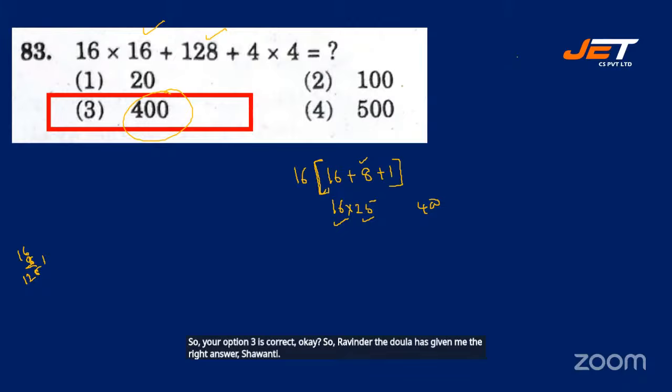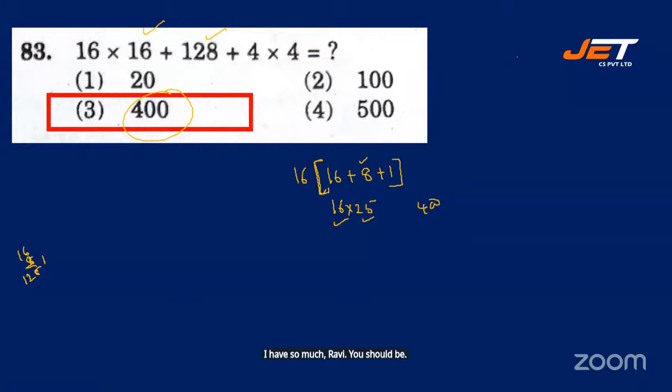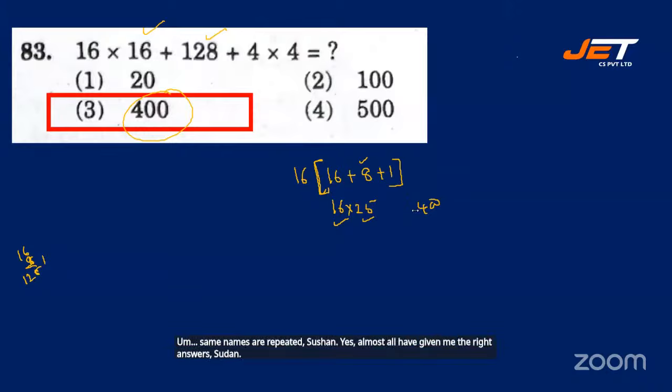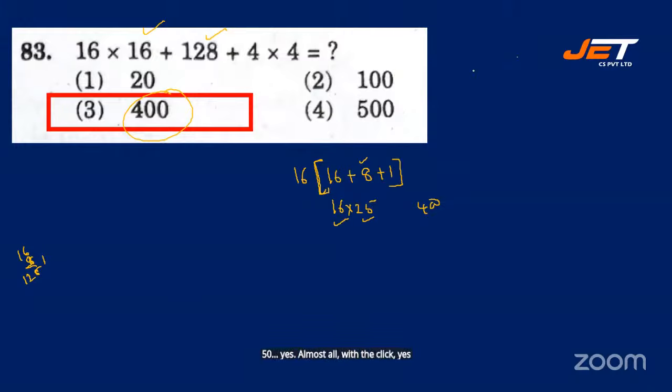Shravanti, I have Somesh, Ravi, Mushfira Taslim, and let's see here our friends. Navadip, Mallika, Gayatri, Kaushik, Chari. Then I have Shashivardhan Shripati. Next, Arun Kumar, I have with me. Same names are repeated. Sushant. Yes, almost all have given me the right answer, student. Kirti. Yes, almost all with Ritvik. Yes. Now let's move on to the next question.